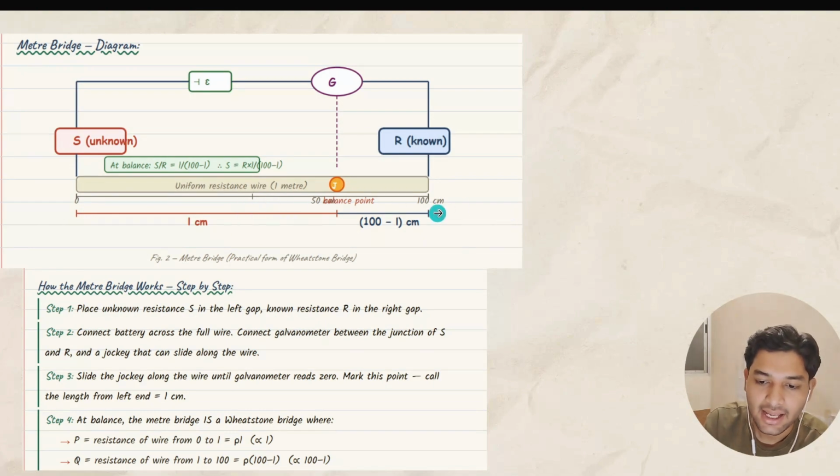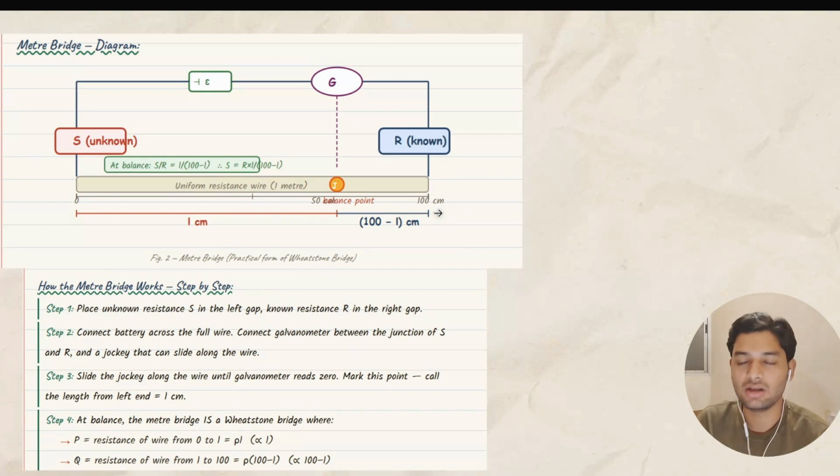And as we have just learned, the ratio in the meter bridge analogy is R1 by R2 equals L1 by L2. At balance, the meter bridge is a Wheatstone bridge where P equals the resistance of the wire from 0 to L, which is ρL, and Q equals the resistance of the wire from L to 100, which is ρ(100 minus L). So P by Q is proportional to L by 100 minus L.